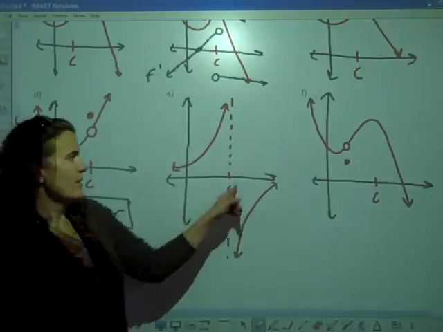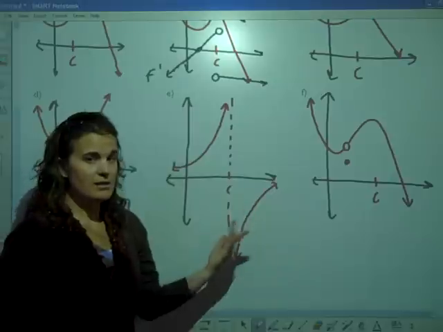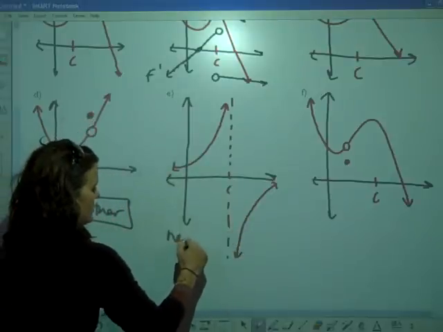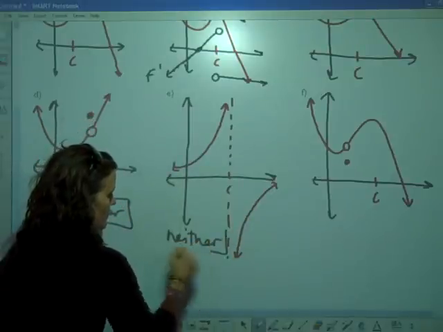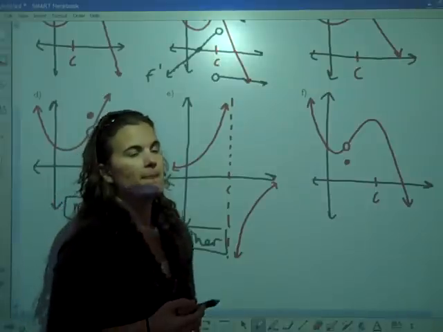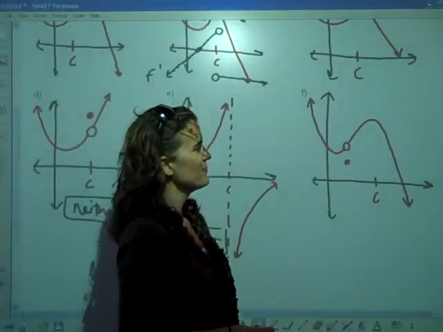Okay. Letter E, we have an asymptote here at C. Clearly not continuous, and therefore neither continuous nor differentiable. Okay, as soon as it's not continuous, there's no way it can be differentiable.